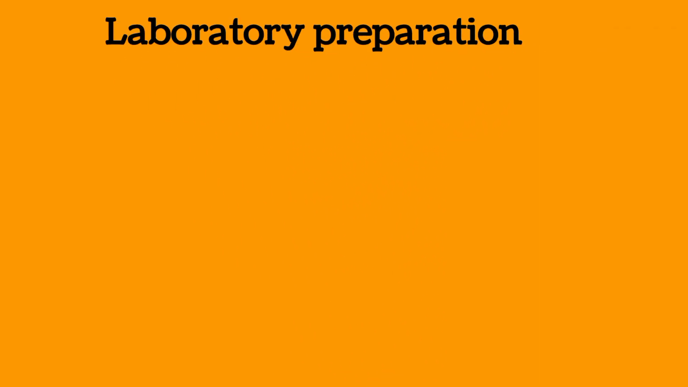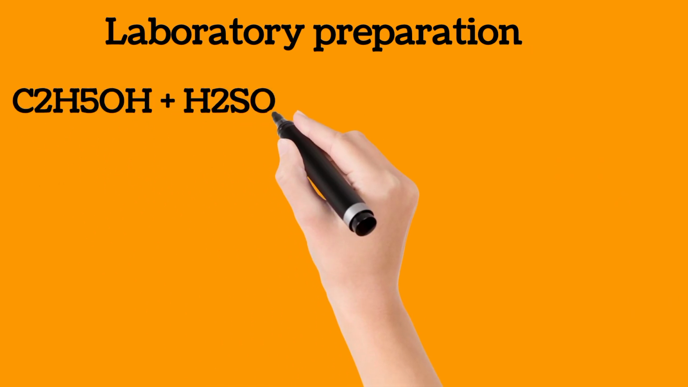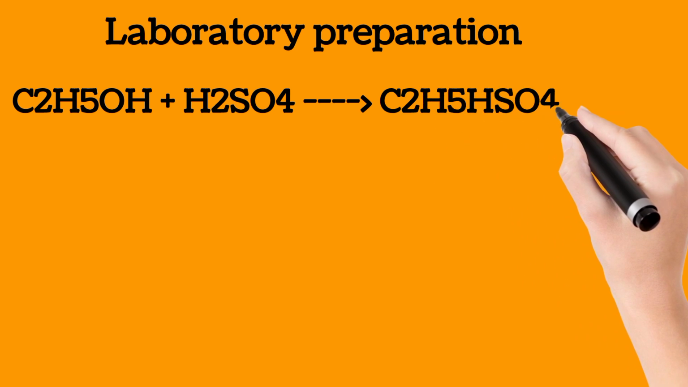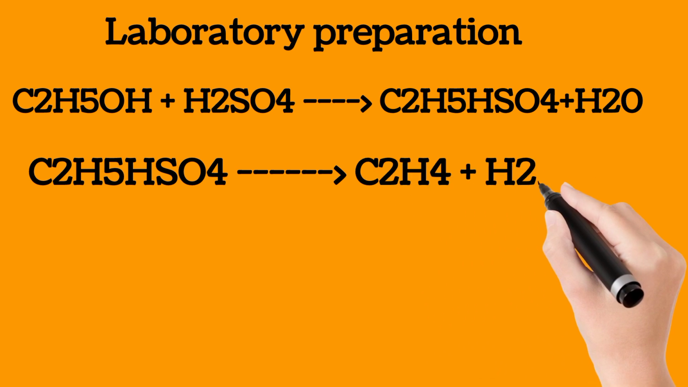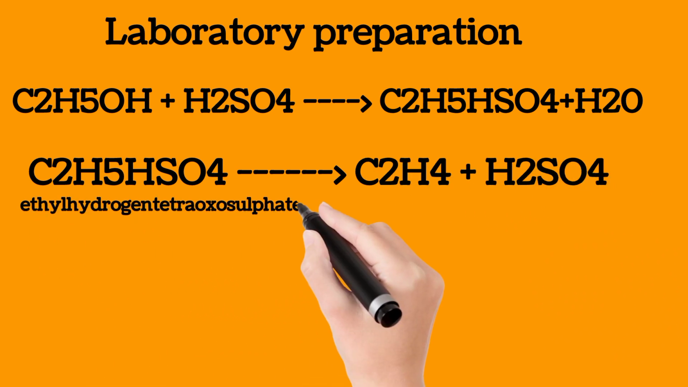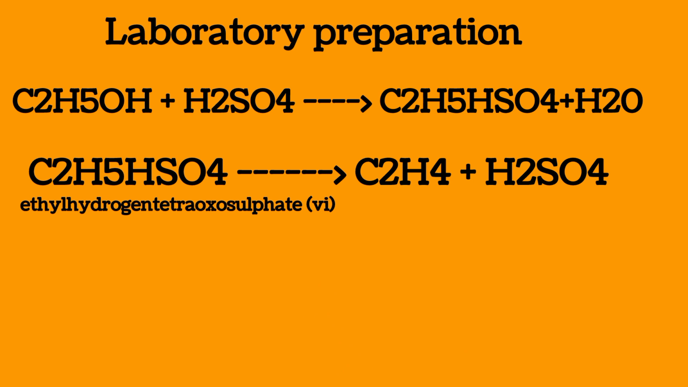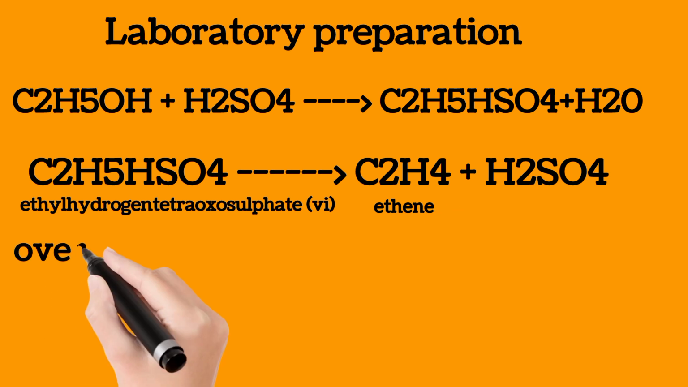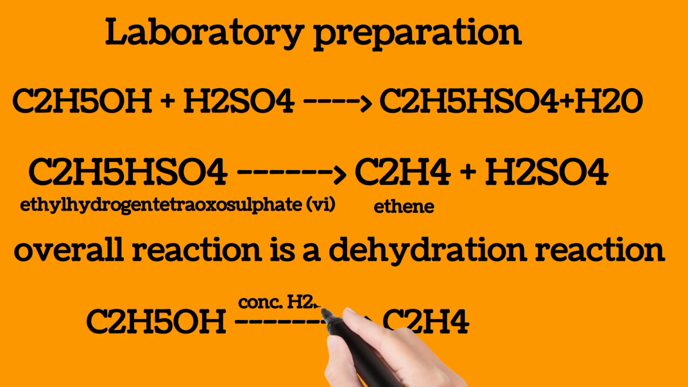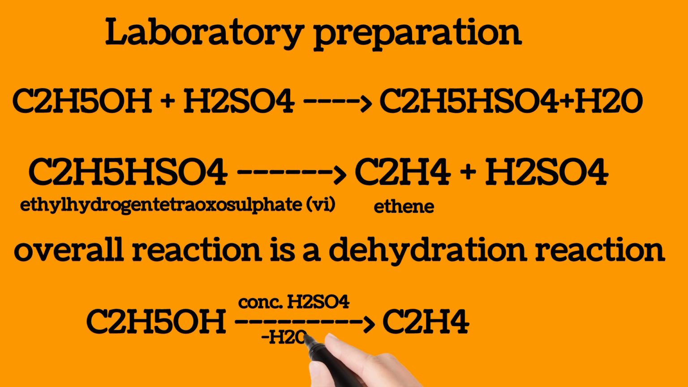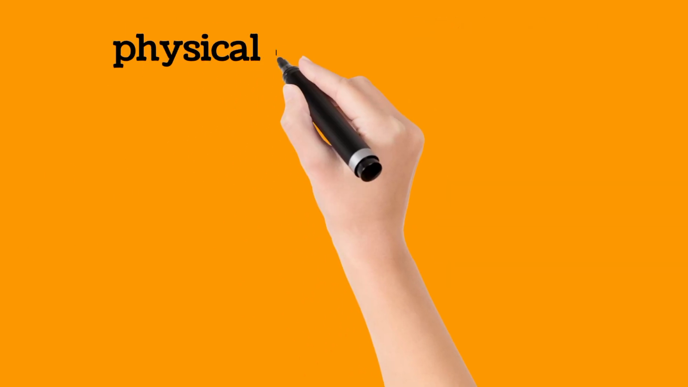Laboratory preparation. Ethene is prepared by heating ethanol with excess concentrated tetraoxosulfuric acid at 170 degrees Celsius. It takes place in 2 stages. 1, on mixing ethanol and the acid, the ester ethyl hydrogen tetraoxosulfate is formed. Then the ethyl hydrogen tetraoxosulfate on heating will now produce ethene and tetraoxosulfuric acid. It's actually a dehydration reaction.